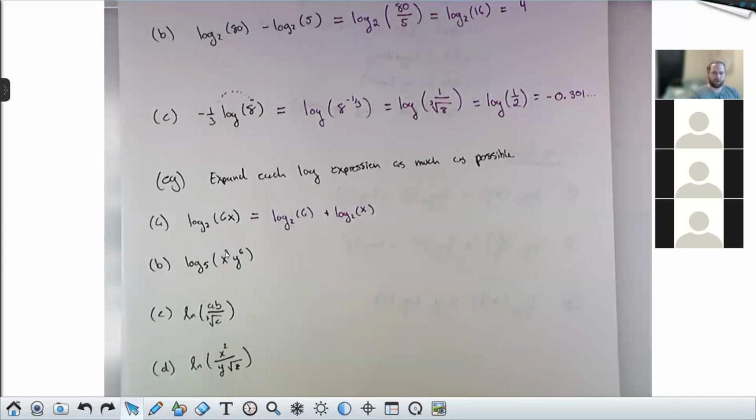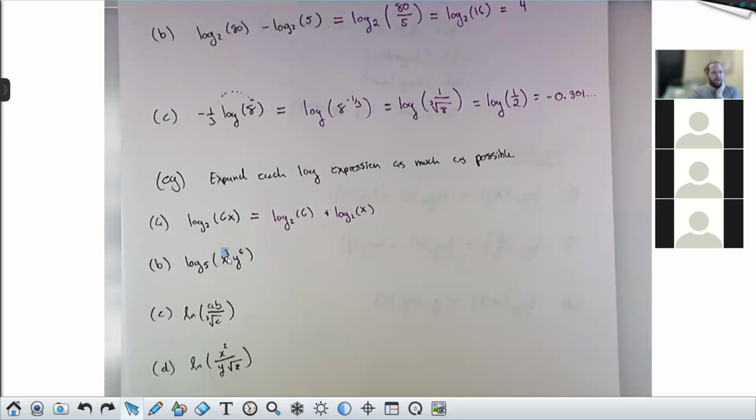The other thing here, which power would I bring down? If I wanted to bring the powers down first, rather than splitting it up, do I bring down the 3? Is this the same as 3 times the base 5 log of x times y to the 6? Or do I bring down the 6? Is this the same as 6 times the base 5 log of x cubed y? And the answer to both of those questions I just asked is no.